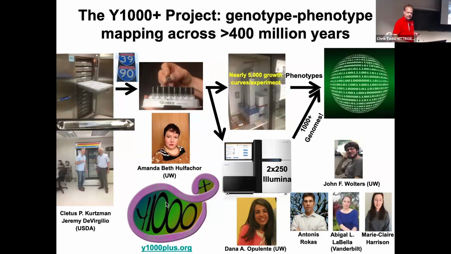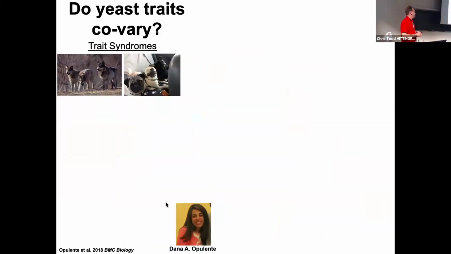But hopefully you'll get a feeling of it by the end of the talk today. So as the genomes were starting to roll in, my postdoc, Dana Opulente, who's really trained more as an ecologist, wondered if she could do things with the trait data alone. And so we asked a simple question: do yeast traits covary? What is framing our thinking here is this concept of trait syndromes from ecology.